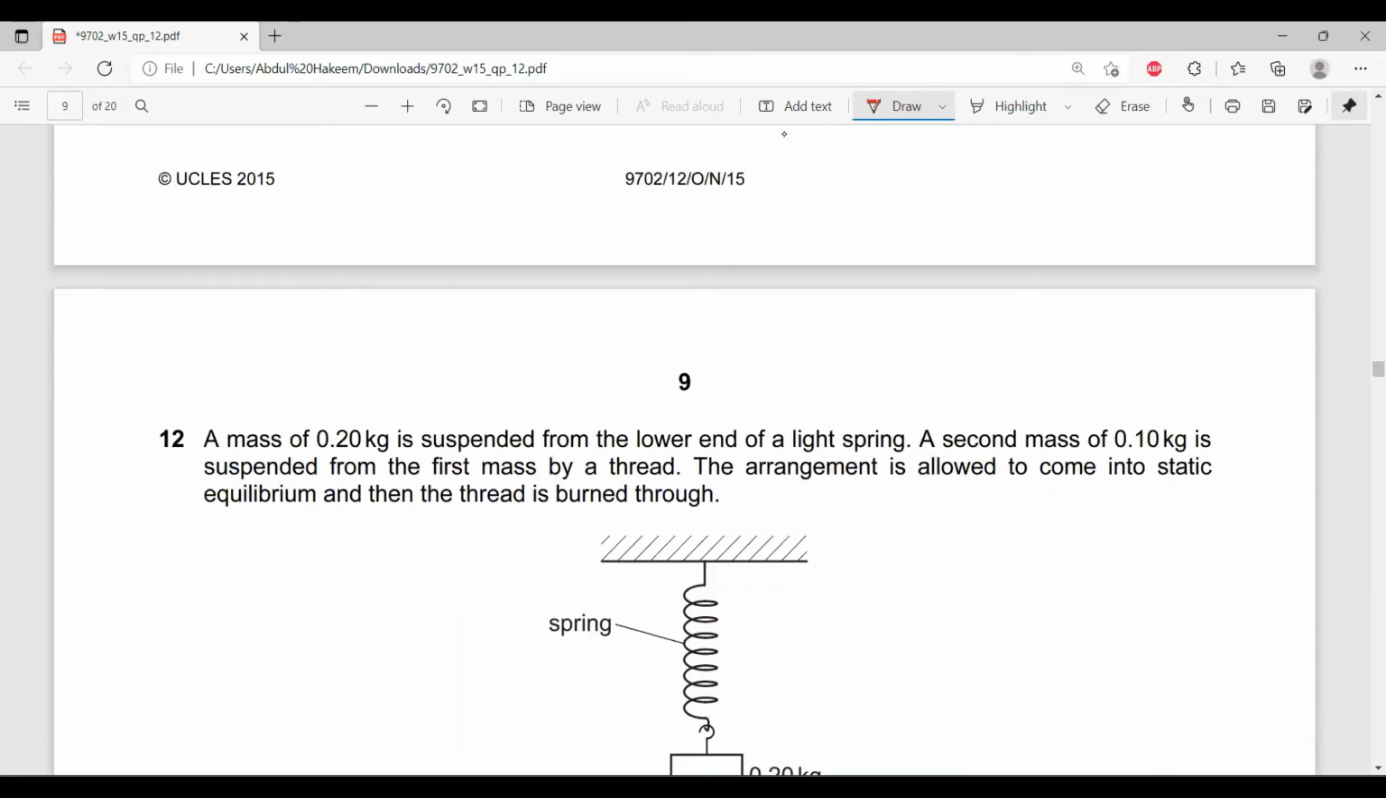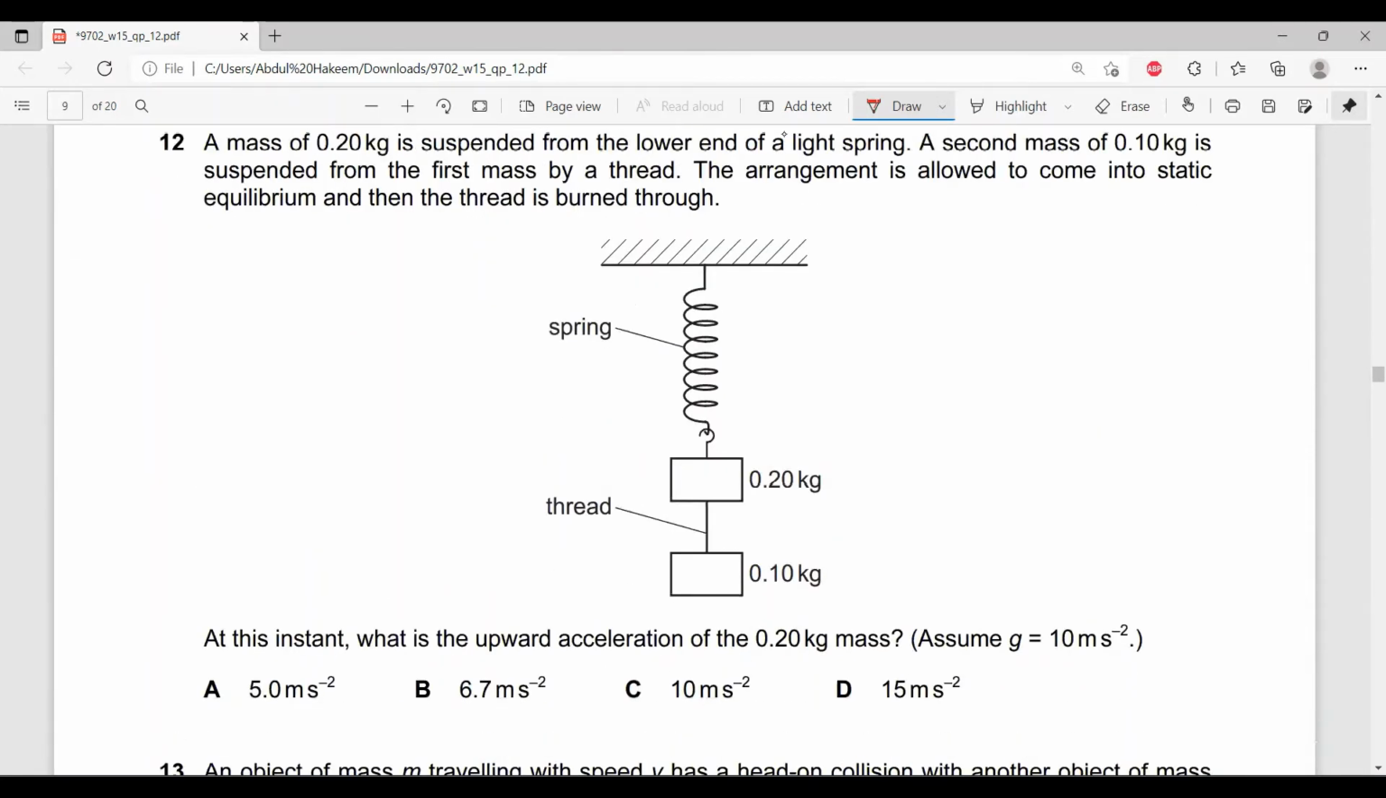Next. Sir, can you explain this again? Number 12. A mass of 0.25 kilogram is suspended from the lower end of the light spring. A second mass of 0.1 kilogram is suspended from the first mass by the thread. The arrangement is allowed to come into static equilibrium, and then the thread is burned through. At this instant, what is the upward acceleration of the 0.2 kilogram mass, assuming g is 10, not 9.81?